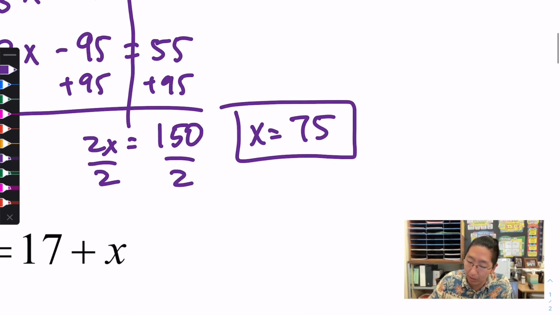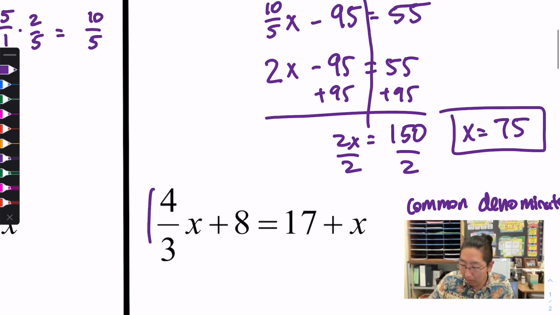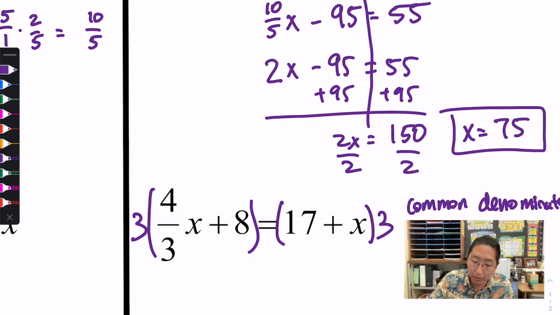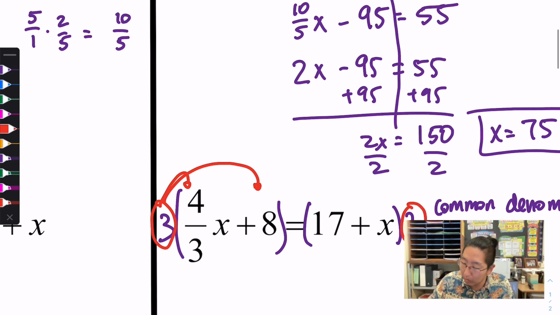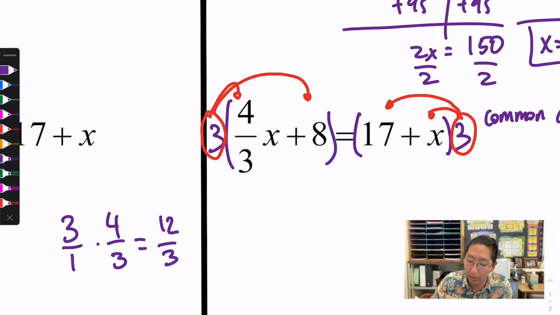So I'm going to go ahead and write common denominator equals 3. So I'm going to multiply both sides by the common denominator, 3. And so what we need to do is take that 3 and distribute it. So we end up with 3 over 1 times 4 over 3 equals 12 over 3. And I could reduce that, 12 divided by 3. 12 over 3 equals 4.